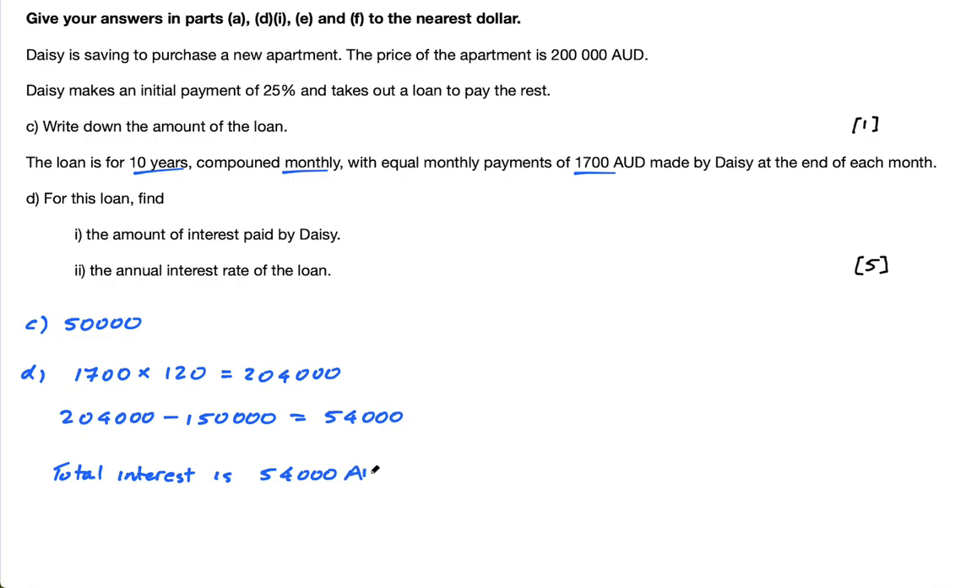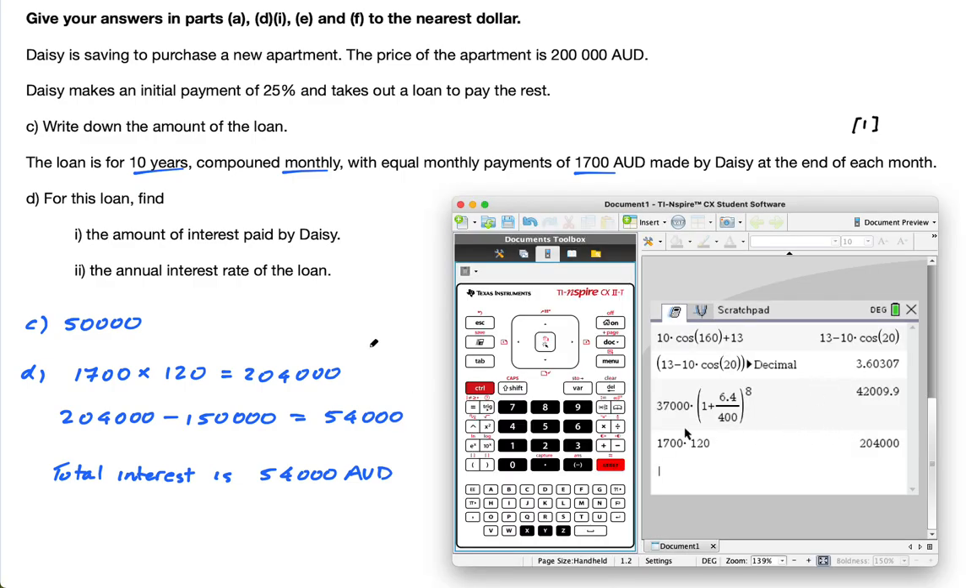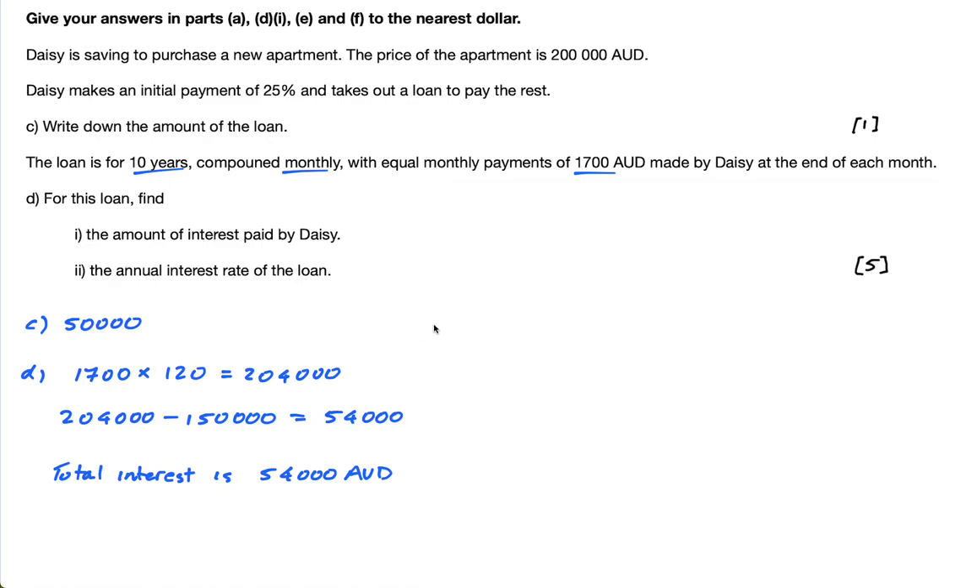Total interest, $54,000. And by the way, guys, look, it says part D(i) to the nearest dollar. Now, this actually is to the nearest dollar anyway, so it's fine. Okay, that's D(i). So D part (ii). Okay, so this is the harder question of this video. So it says, work out the annual interest rate.